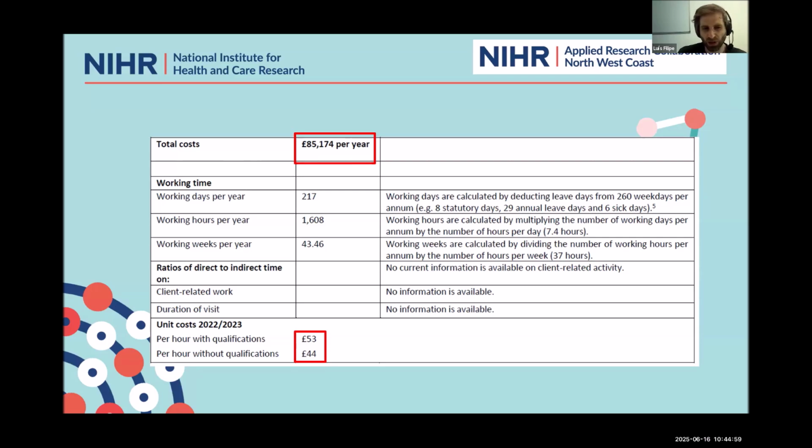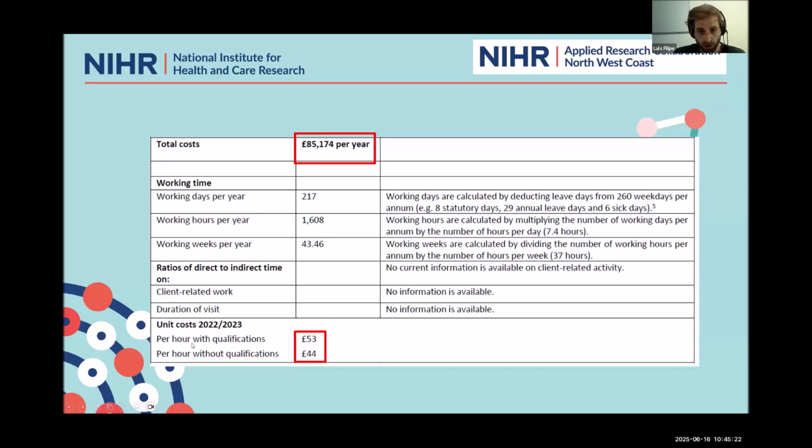I would say that commonly you see it by hour, but still you have here the working time. So you have the working time by days per year, by hours per year, and by weeks per year, depending on what you want. If you want it by day, you divide the total cost by the number of days. If you want it by hour, you divide it by the number of hours. If you want it by weeks, you divide the total cost by the number of weeks.